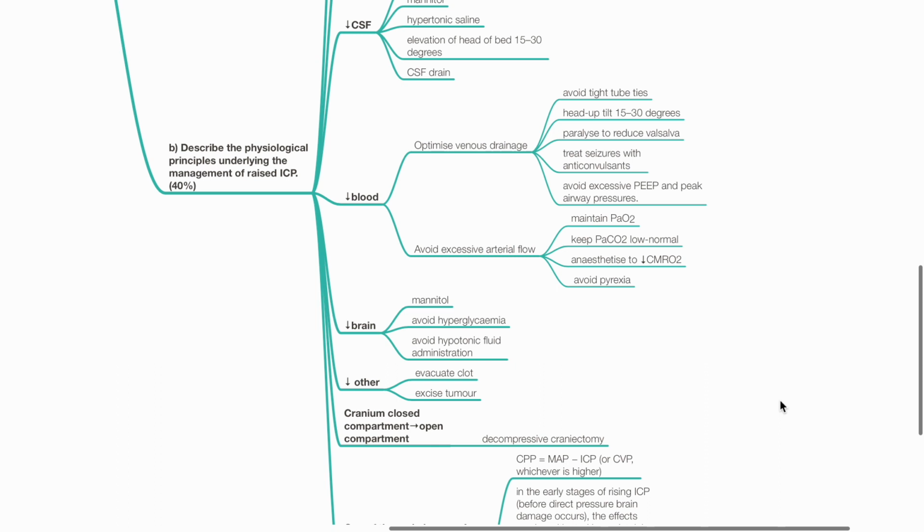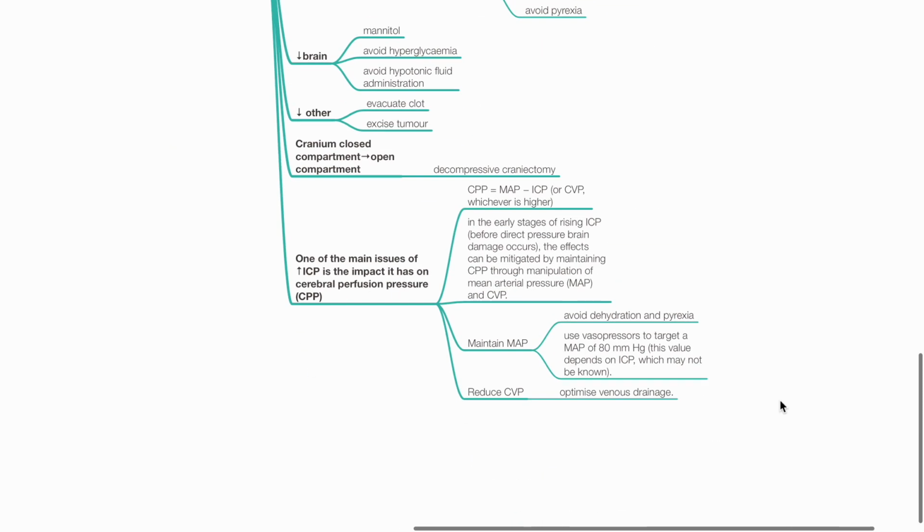Methods to reduce brain parenchyma volume include the use of mannitol, avoiding hyperglycemia, and avoiding hypotonic fluid administration. Other measures include evacuating clots and excising brain tumors. Converting the cranium from a closed compartment to an open compartment can be done via decompressive craniectomy. One of the main issues of raised ICP is its impact on cerebral perfusion pressure, where CPP equals MAP minus ICP, or CVP, whichever is higher.